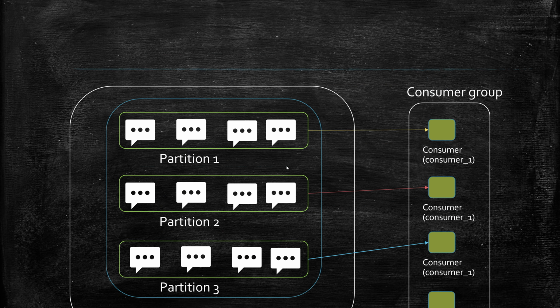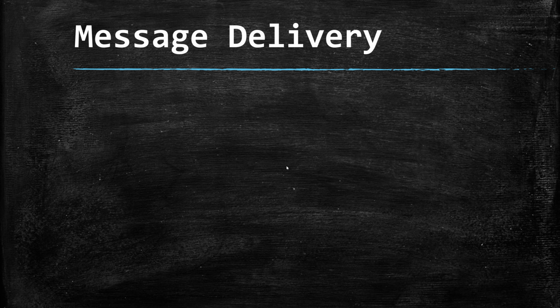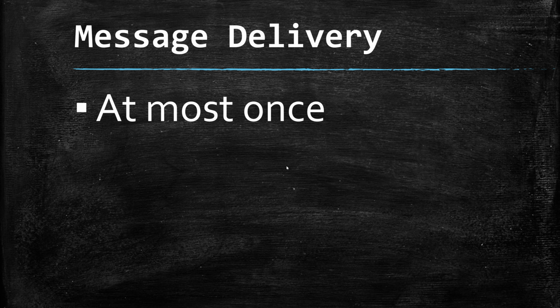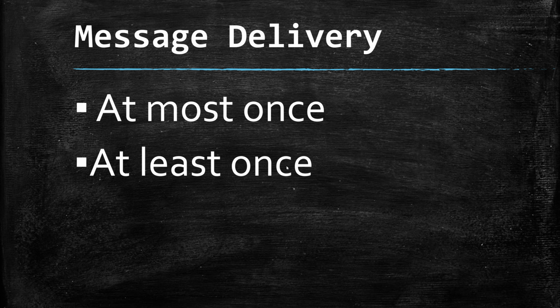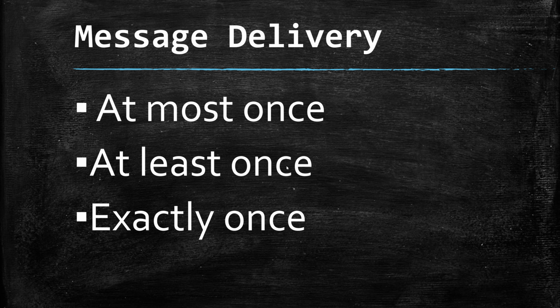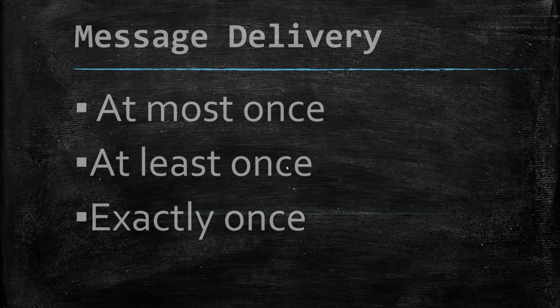In Kafka, once a message is processed, it's not deleted by default. You can configure this behavior to follow at most once delivery, where a message won't be delivered more than once, but there can be message loss. At least once, where a message is guaranteed to be delivered at least once, but can be redelivered multiple times. Exactly once. As the name suggests, a message will be processed exactly once. This was all about the Kafka concepts.